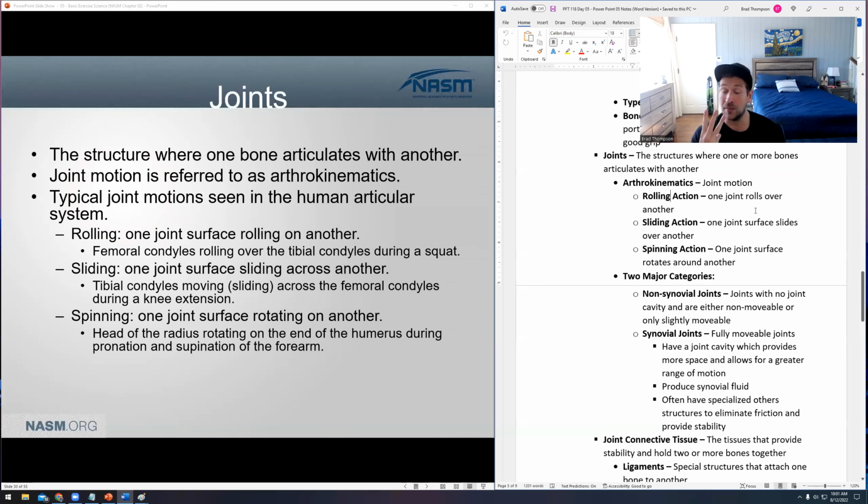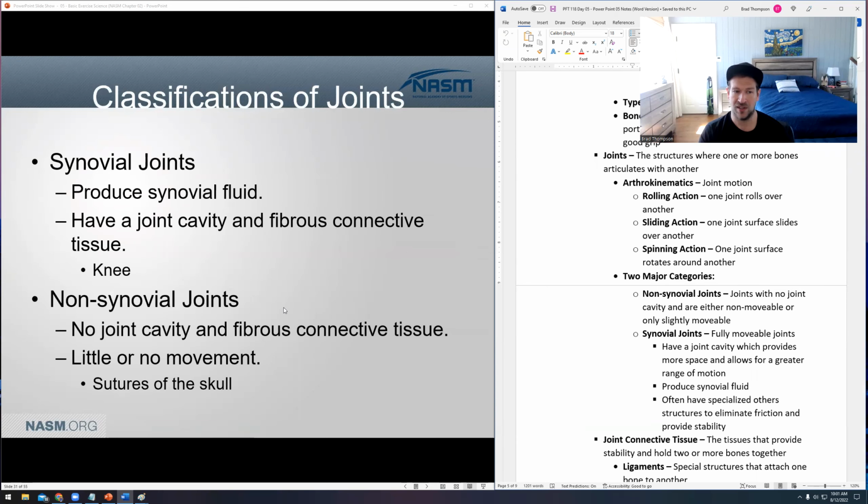So we basically have three major types of joint motion. We have the rolling action, where one bone is rolling over another. We've got sliding actions, where one bone is sliding over another. And we've got a spinning action, where one bone is spinning about another, right? Those are the three major categories of movements that we are going to see there.